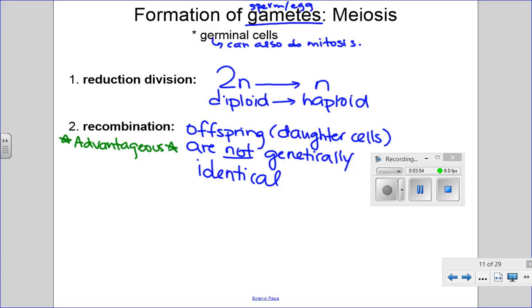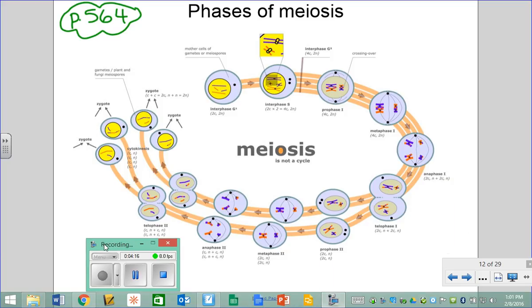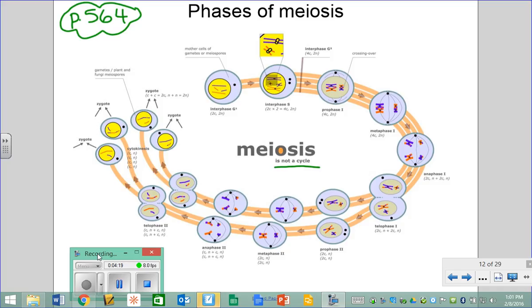So the next thing that I'm going to show you is an overview of what happens during meiosis. If you have this slideshow printed out, of course you have this, but if you don't, there is a picture on page 564 of your textbook that summarizes what is happening during meiosis. One of the things that I like to point out is just this little note here. It doesn't say that specifically on the picture in your textbook, so maybe if you are writing things down yourself, you want to add that.